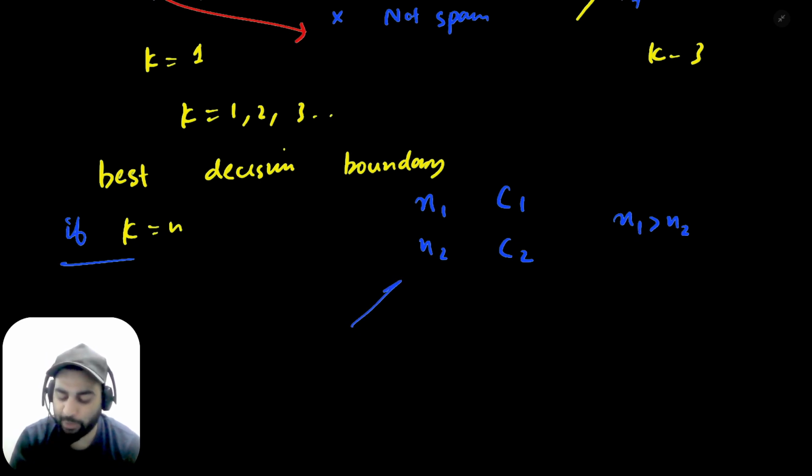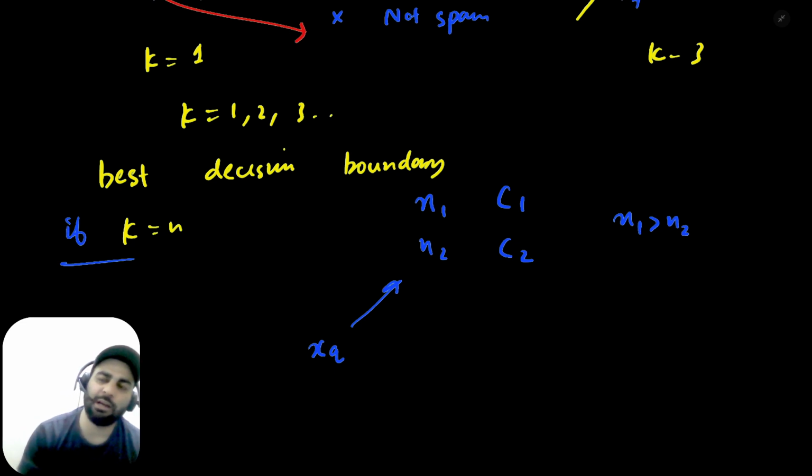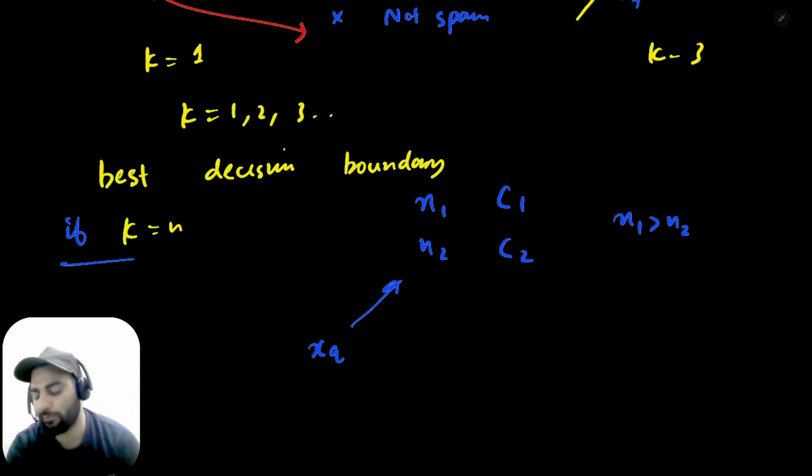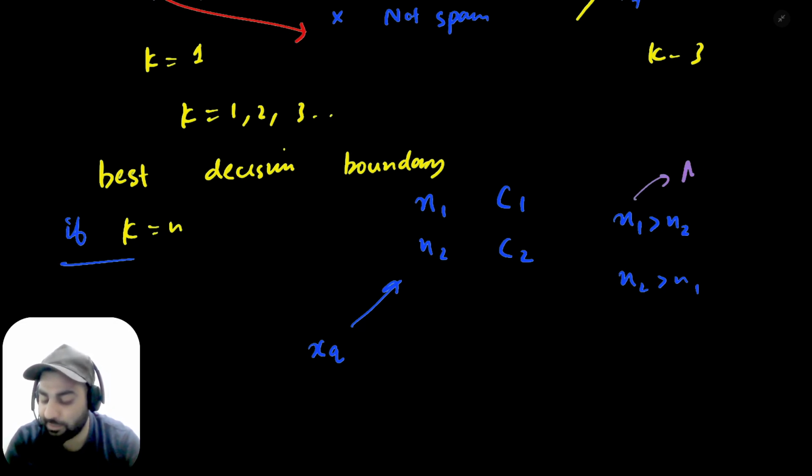If you query a point, for example xq, you will compute the distance of this point with respect to every point in the D train. So it will give n1 as label. Why? Because n1 points are more. Because k is equal to n, you have to check the distance for every point. And if n2 is greater than n1, then the label will be n2. The class with more points is called the majority class.